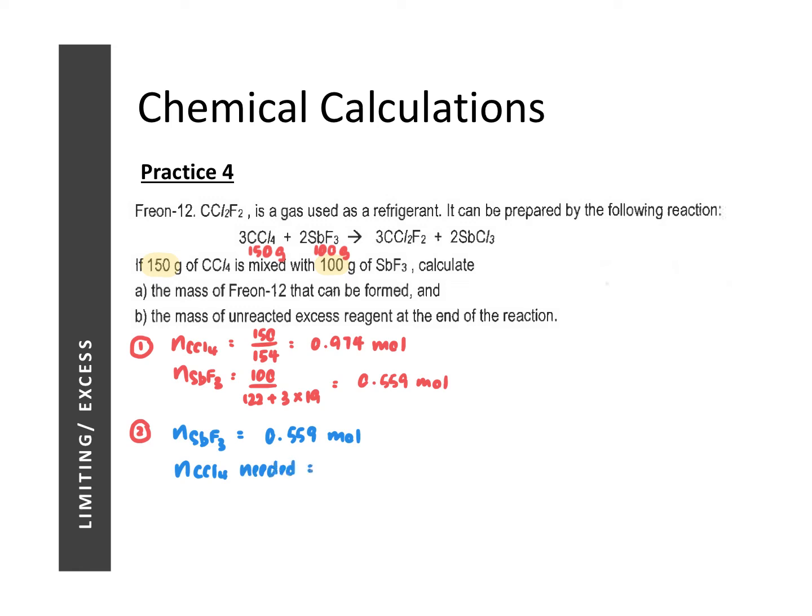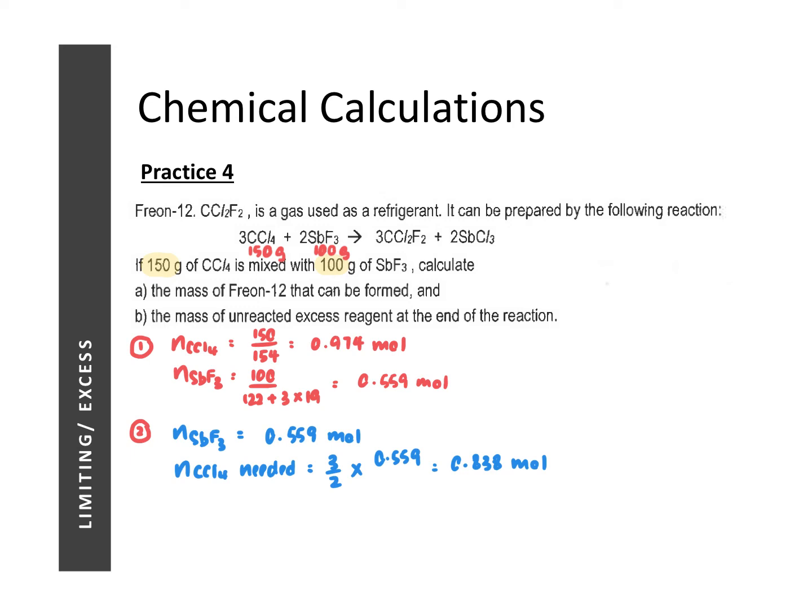So from the reacting ratio in the balanced chemical equation, we can see that 3 moles of CCl4 reacts with 2 moles of antimony trifluoride. So the number of moles of CCl4 needed would be 3 over 2 times 0.559, and that would give us 0.838 moles.